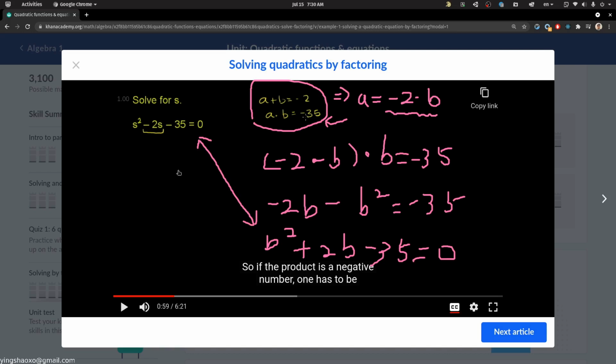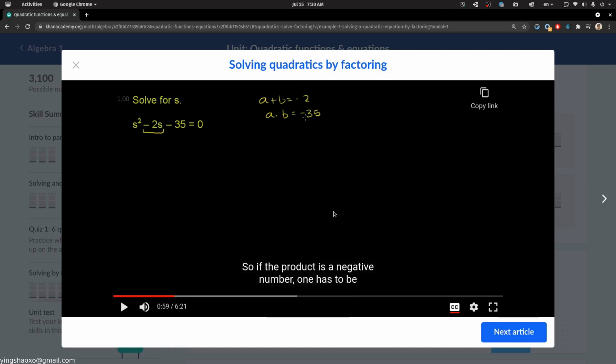Okay, if that's true, I'm going to use the first equation minus the second equation. So we would treat this b as the s, so the s squared cancels out. -2s minus 2b would be equal to 4s, then -35 minus -35 would be equal to 0. So in the end, we got 4s equal to 0. And clearly that's not right.